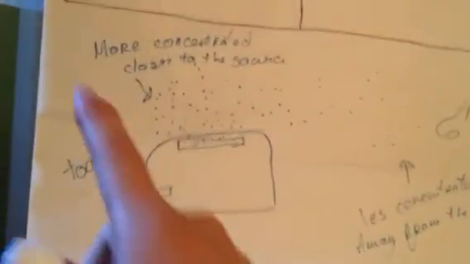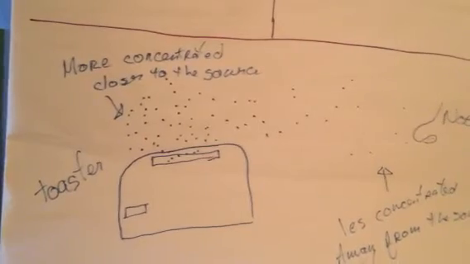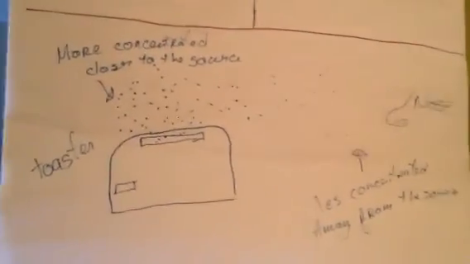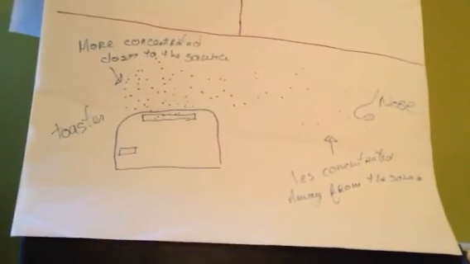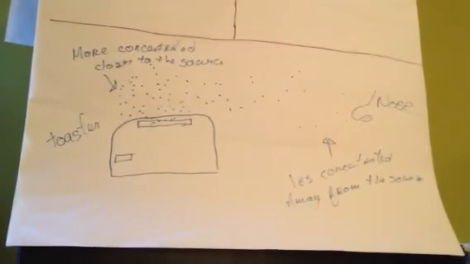And student number 3, could you please explain to me what your illustration represents? I see you did a good job with labeling. You have toaster, you have more concentrated towards the source and less concentrated away from the source, and then you have the nose. Wow, that seems like a very advanced explanation of your ideas. That's very, very good. I like how you displayed your model for us.